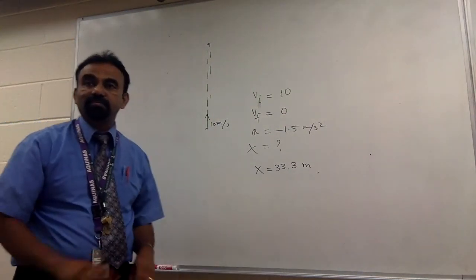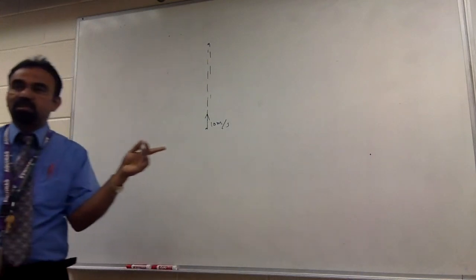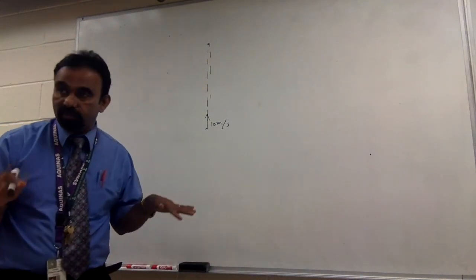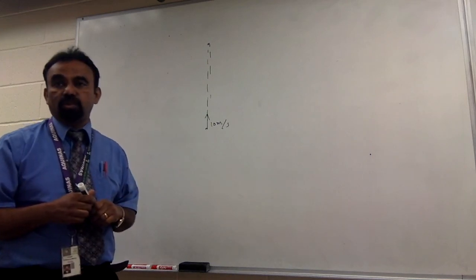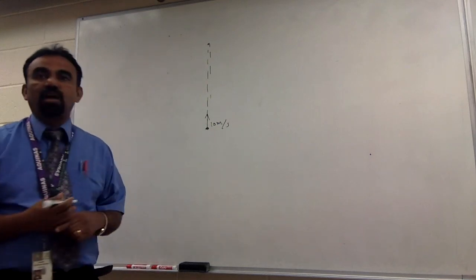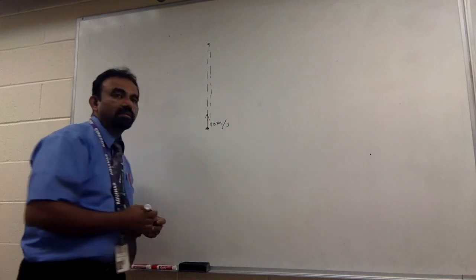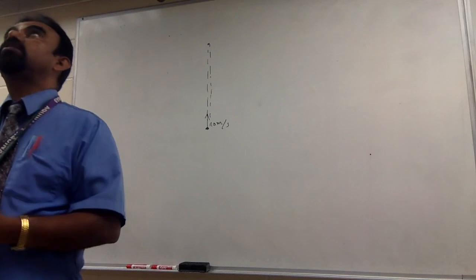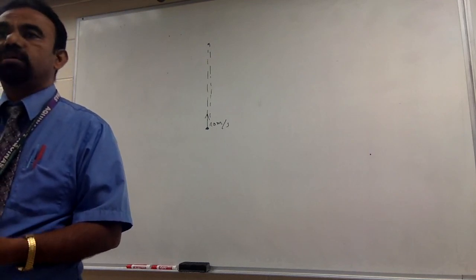Got it? All right. Going back to the same question again. You're throwing the object at 10 meters per second on Earth. After how long will it return to the thrower? You heard the question, right? If the object is thrown at 10 meters per second, how long does it take to return?